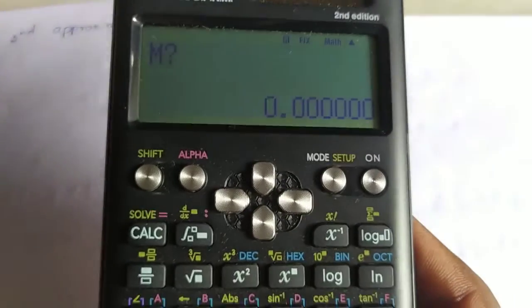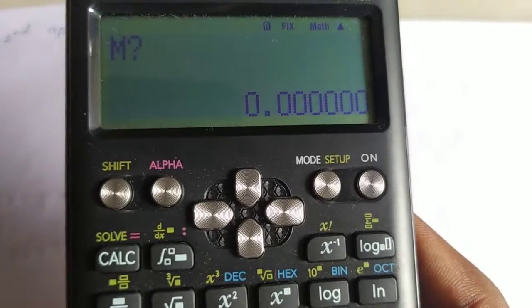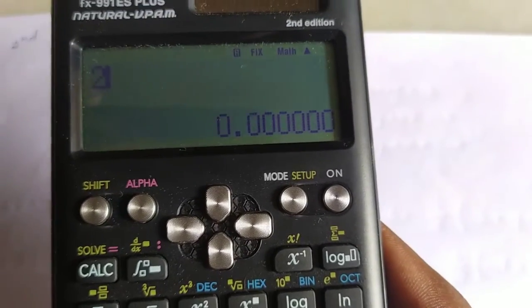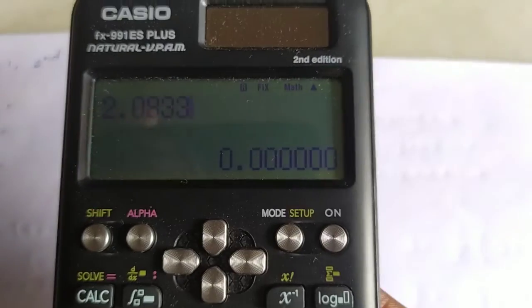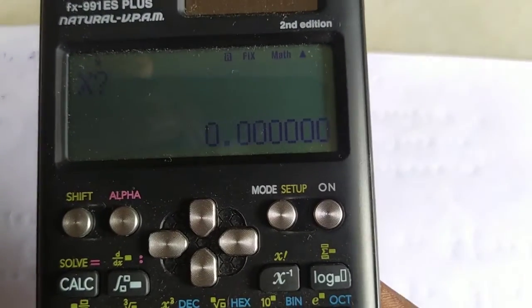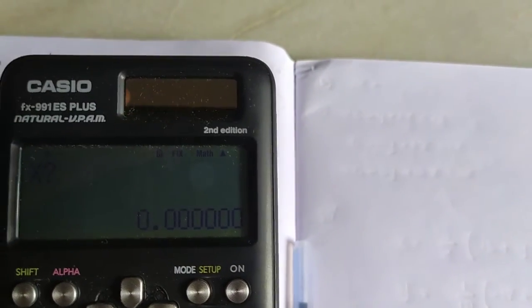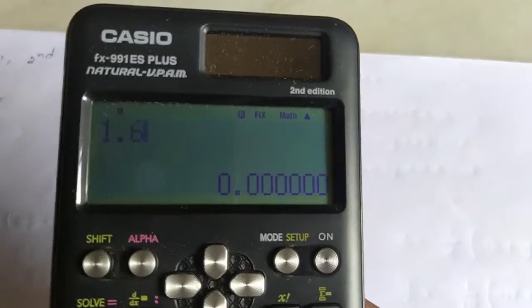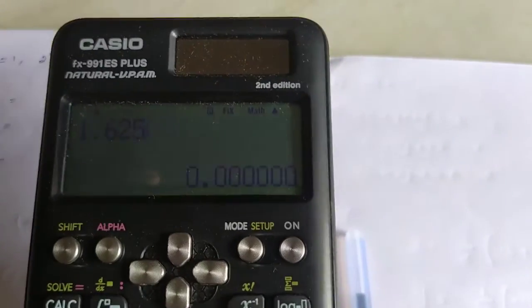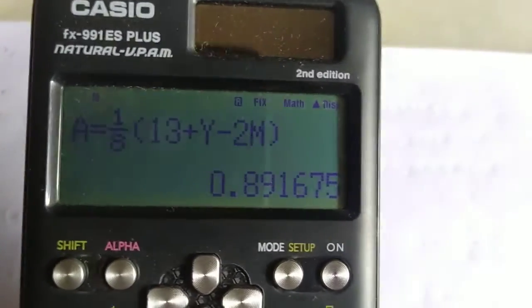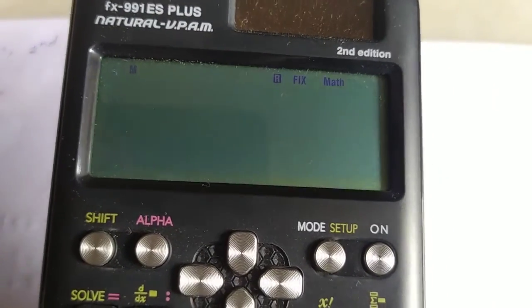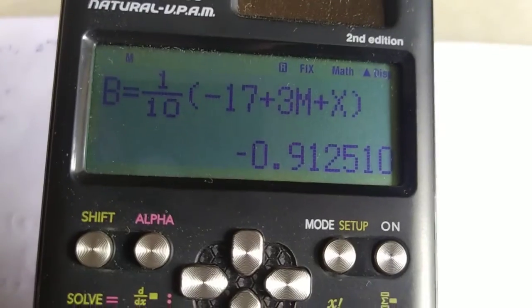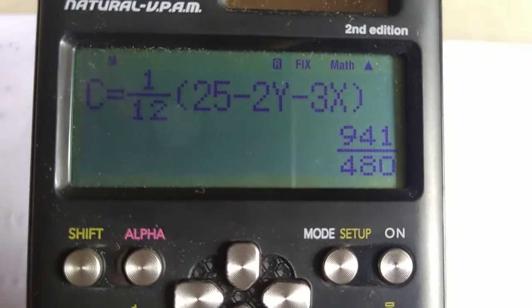Similarly, the value of z1 is 2.0833. Similarly, the value of x1 is 1.625. Now we have obtained the values of x2, y2 and z2.